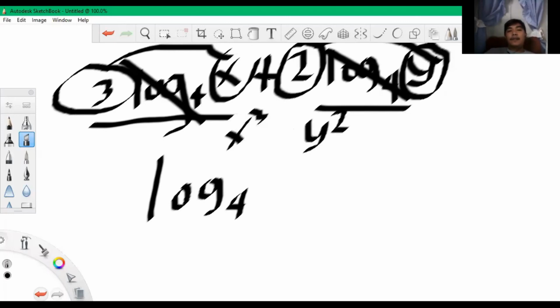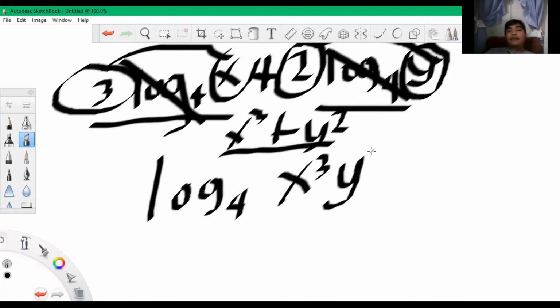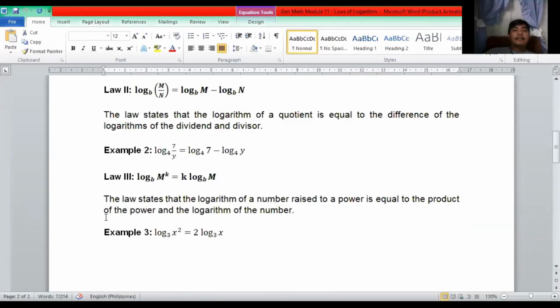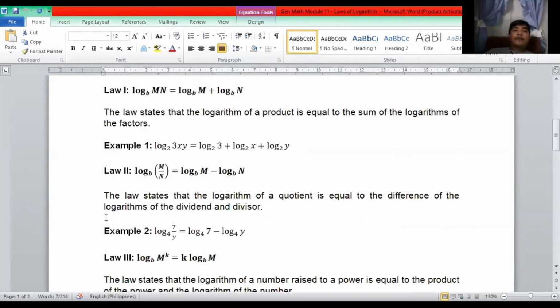Then we have this plus sign. And this indicates that we have to get the product of x cubed and y squared. So what is x cubed times y squared? We will just write x cubed y squared because that is the product of x cubed and y squared. Therefore, the single form for this given example is the logarithm of x cubed y squared to the base 4. So basically, this is the law of logarithm.